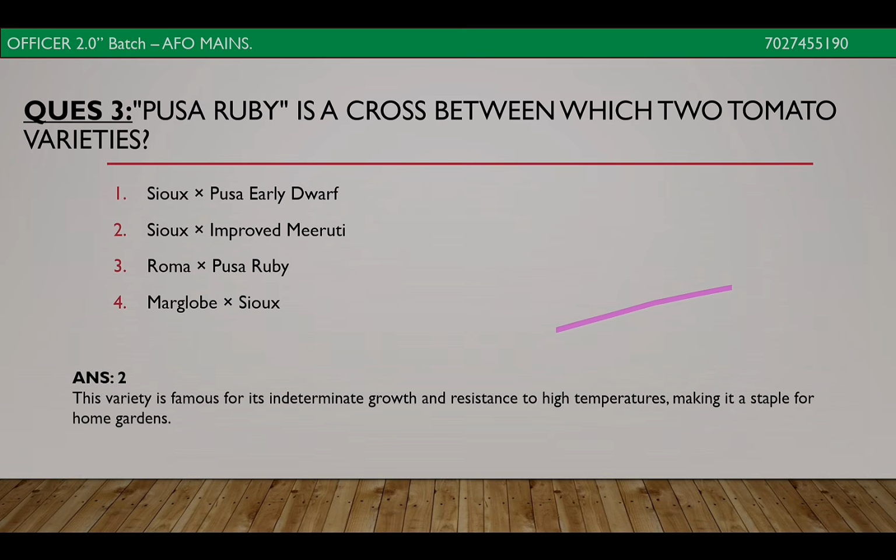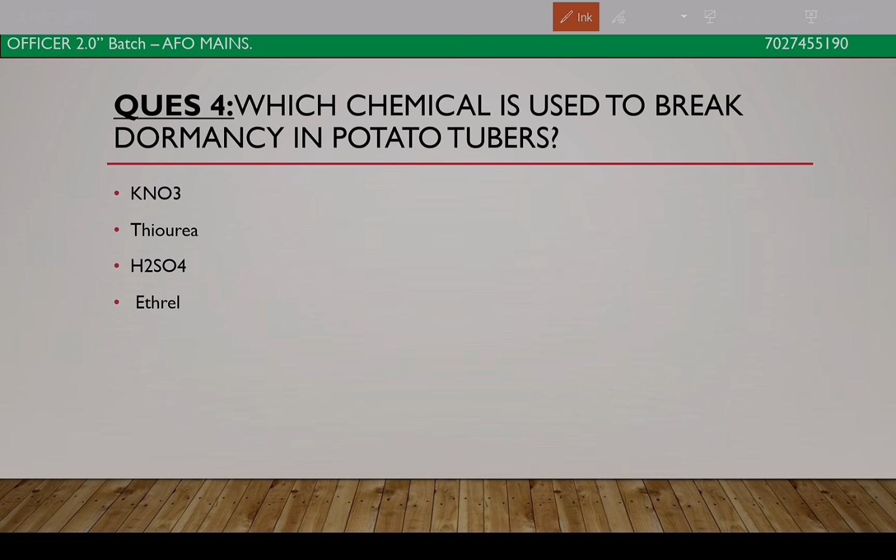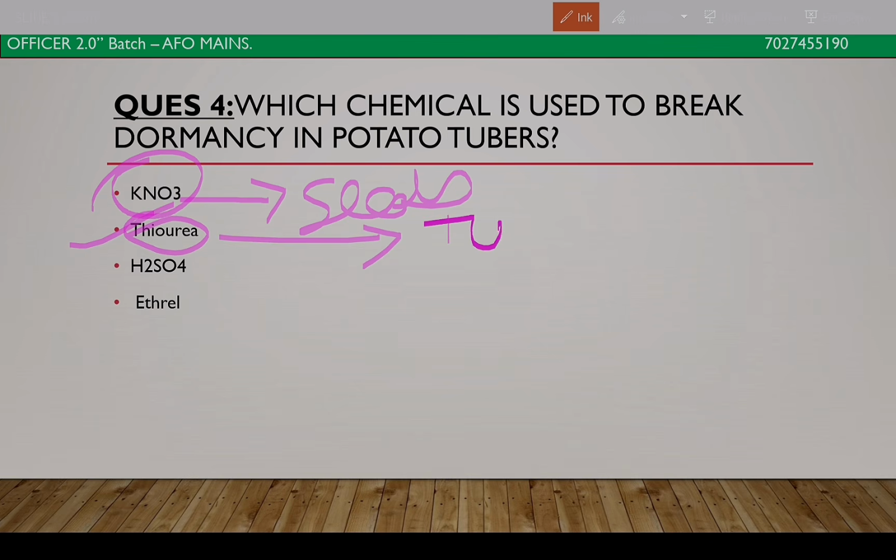Now the next question: which chemical is used to break dormancy in potato tubers? Remember one thing: dormancy breaking in potato and dormancy breaking in seed are two totally different things. So tuber is different and seed is different. In case of potato, we use thiourea to break the dormancy, and potassium nitrate is used to break dormancy of seeds. Okay, this is used to break dormancy of tubers.